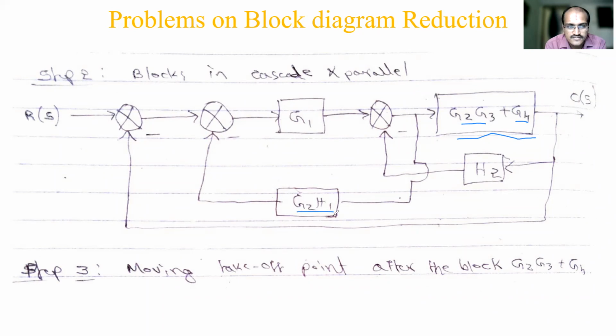Now the next step I have already written there. What I have to do here is make this takeoff point after the block. Which block? G2, G3 plus G4. The same thing I have written over here as step 3. When I take the takeoff point after the block, I should have a feedback path with the reciprocal of this complete function.